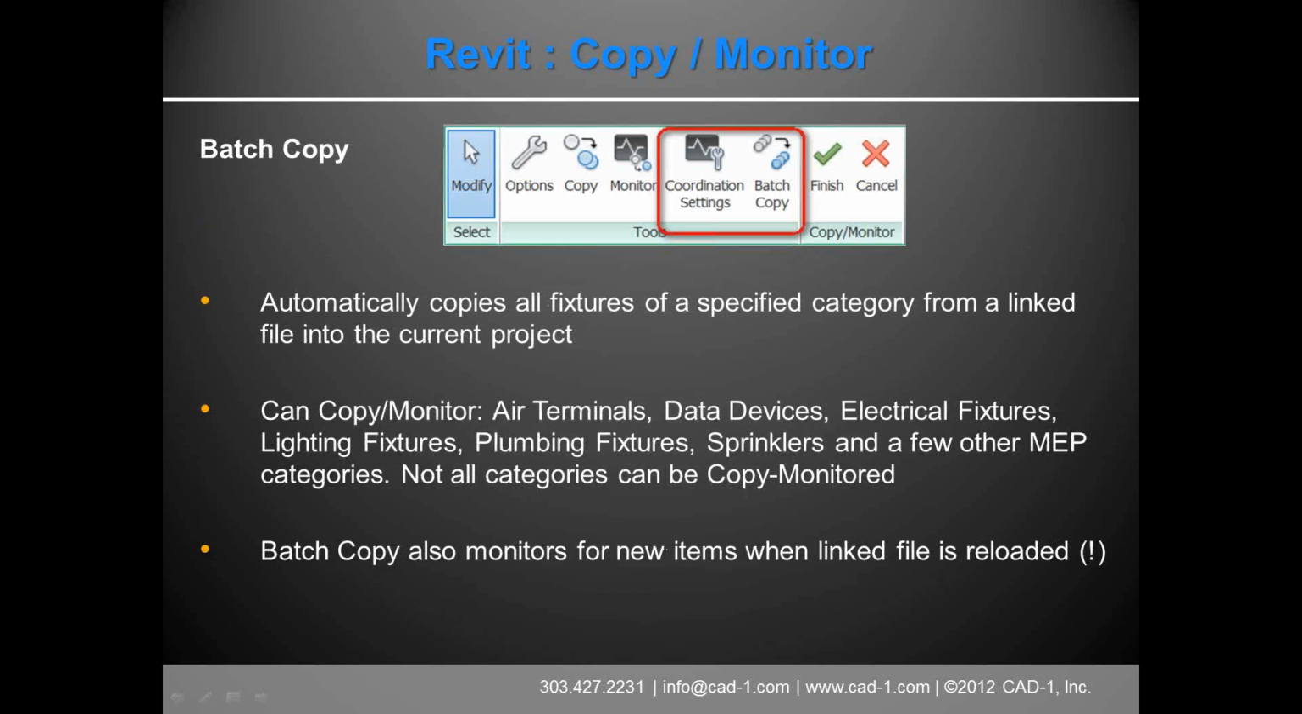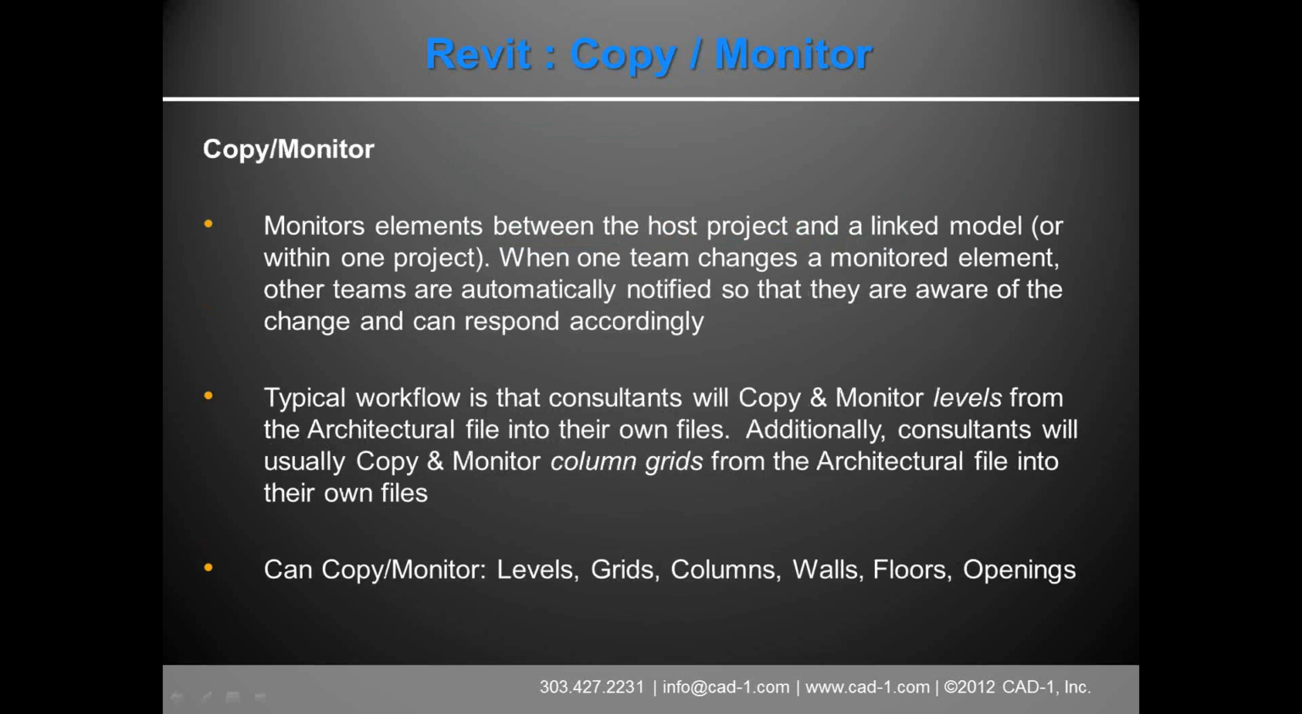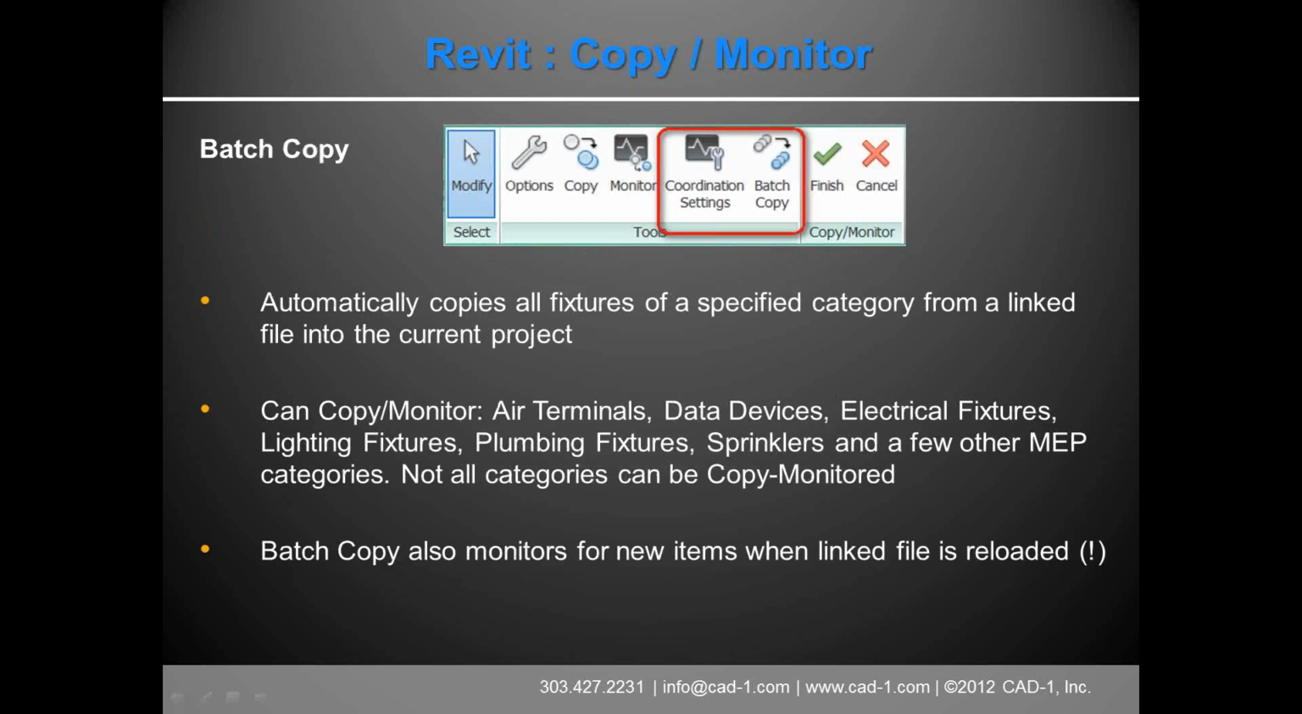Let me go back to that for just a second. If you've used Revit in the past, if you had Revit Architecture or Revit Structure, this was your tool. You had copy and you had monitor. If you had Revit MEP in the past, or now that you have Revit One Box, you also have the batch copy. This can copy all fixtures, plumbing fixtures, lighting fixtures, any number of categories, from a linked file into the current project, and it can automatically copy 1 to 100, 200 different elements all at once.